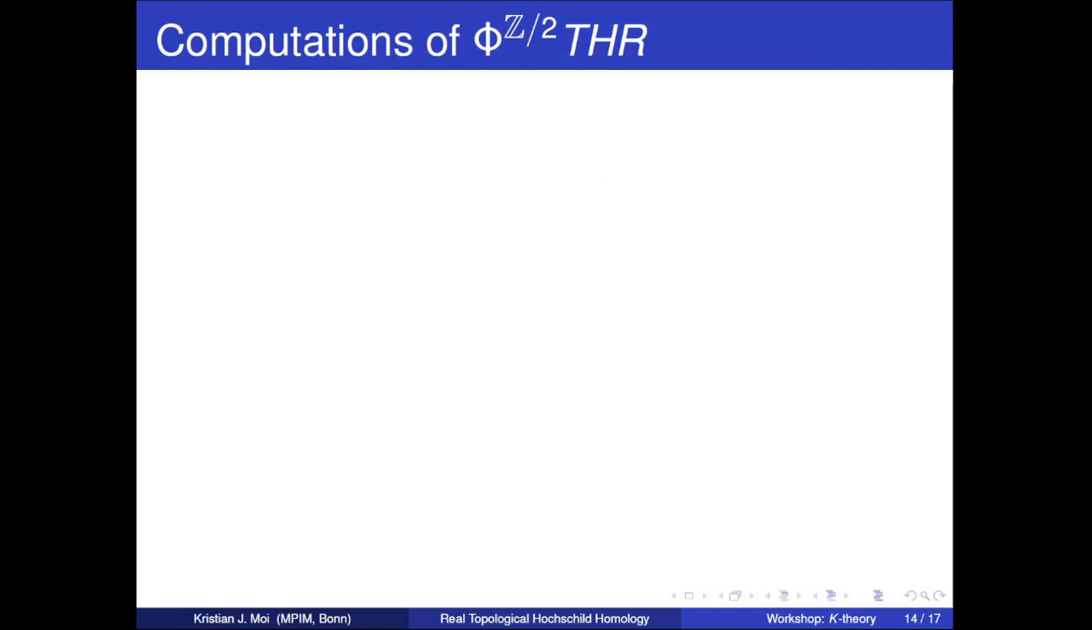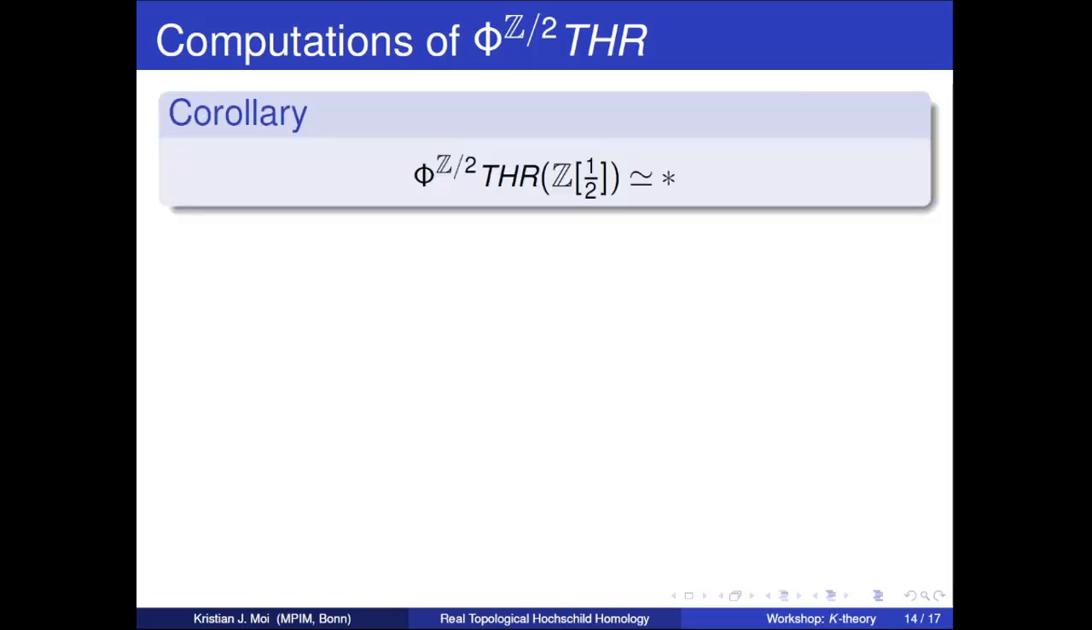Okay, so here are some computations of the geometric fixed points. I'm just going to apply the formula from the previous slide. The first one is easy, but also a little bit disappointing. If you input Z[1/2], which is one of the easiest rings, then the output is trivial. The reason is that the geometric fixed points of the ring are themselves trivial, and so everything just collapses.